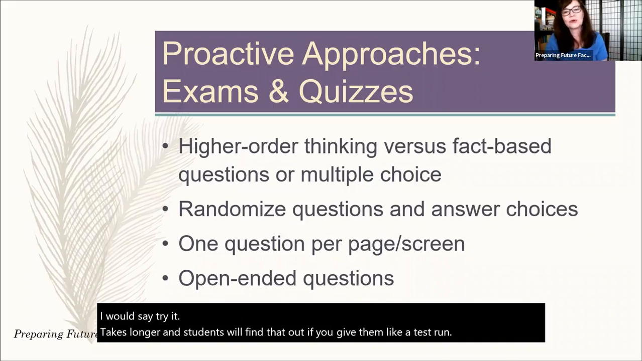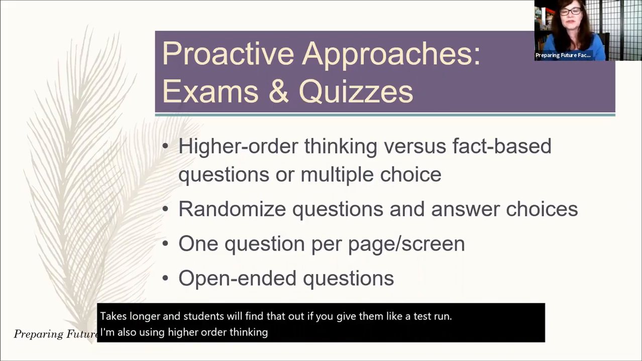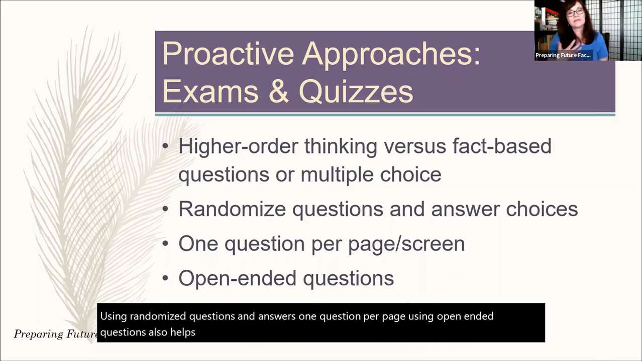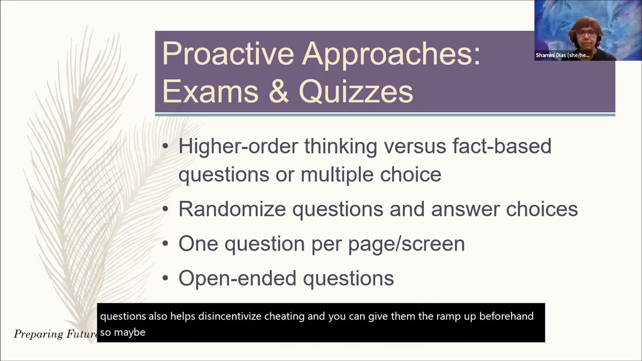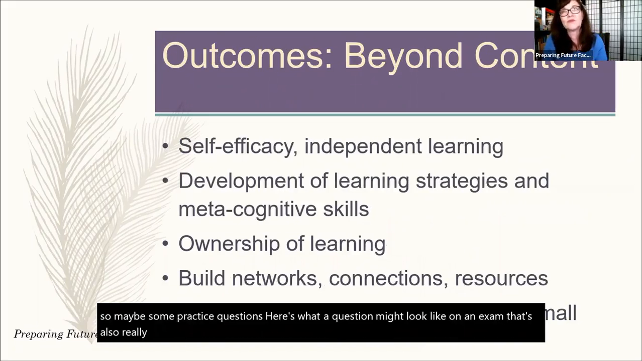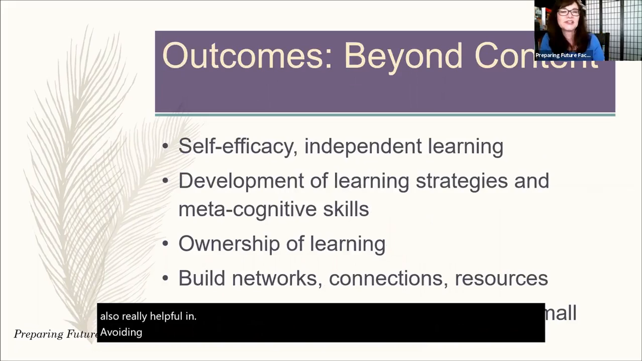Also, using higher order thinking versus multiple choice or fact-based questions, using randomized questions and answers, one question per page, using open-ended questions, also helps disincentivize cheating. And you can give them the ramp up beforehand. So maybe some practice questions. Here's what a question might look like on an exam. That's also really helpful in avoiding that temptation.